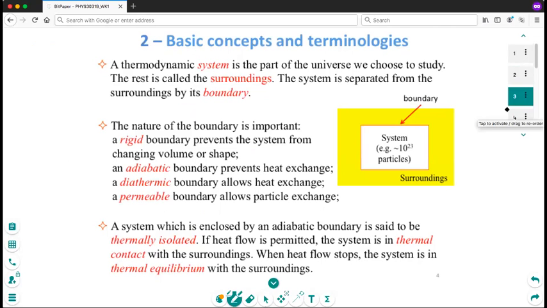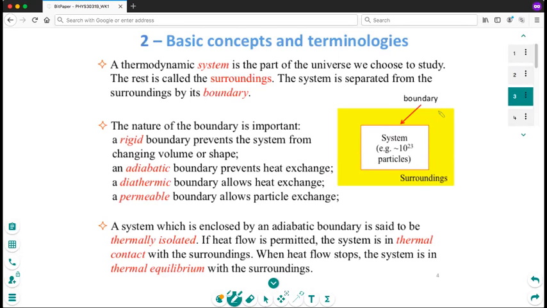So for thermodynamics, we need to learn some terminologies. There are some very basic, rather intuitive, but still important to clarify right from the beginning. So when we talk about thermodynamics, we need to choose a system to study. So for example, this cartoon basically tells you what is the meaning of the system. This is the part of the universe we choose to study. And everything else is called the surrounding.